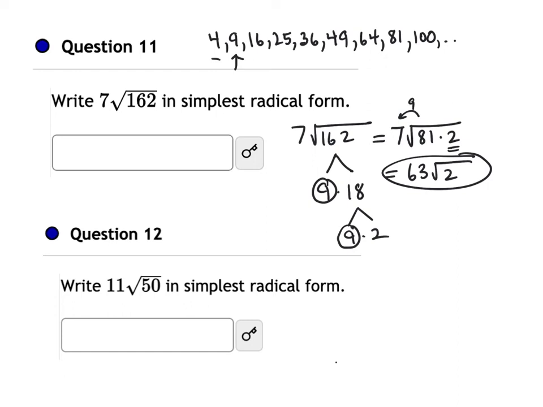11 root 50. 50 has a perfect square in it of 25. This is 11, and 25 times 2 is 50. The square root of 25 is 5. I'll take that 5 out front. Remember, there's times right there. 5 times 11 is 55. 55 root 2, then, is my answer.